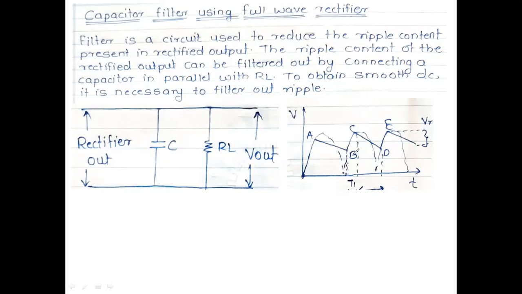Next A to B, what will happen? Capacitor will discharge here. And B to C, again for the negative half cycle, capacitor will charge. Next C to D, it will discharge. Next D to E, it will charge, discharge, charge, discharge. So the output current is maintaining like this.